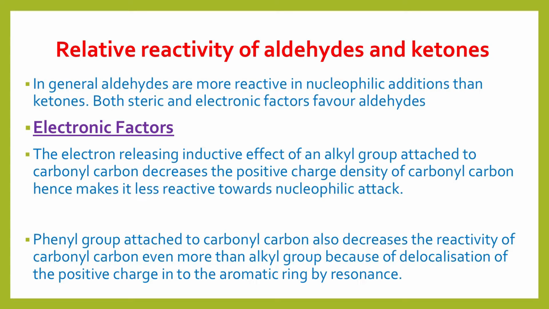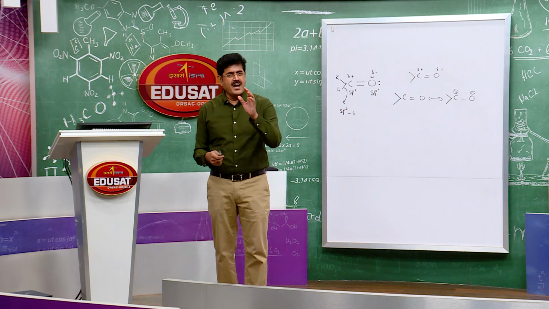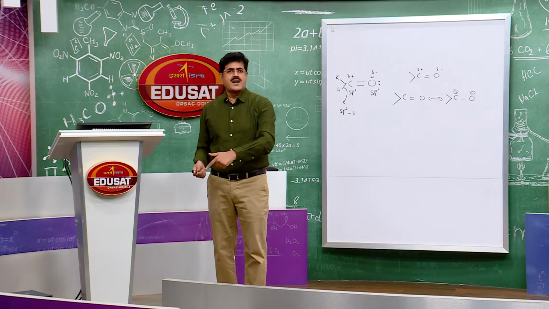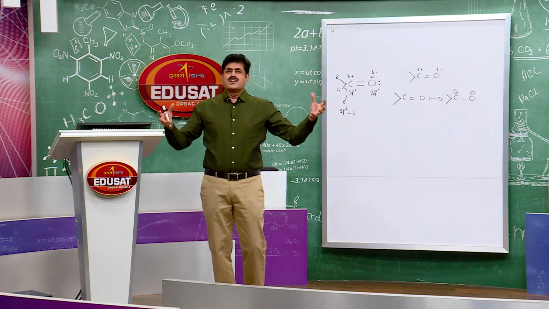What is the electronic factor? If you see the mechanism, the rate of reactivity of aldehydes and ketones depends upon the density of the positive charge over the carbonyl carbon. It is because of the positive charge density of the carbonyl carbon that the nucleophile is able to attack it. So the rate of nucleophilic attack depends on the density of positive charge over the carbonyl carbon. So, higher the density of positive charge over the carbonyl carbon, higher the reactivity towards nucleophile. Is that clear? In ketones, there are two alkyl groups.